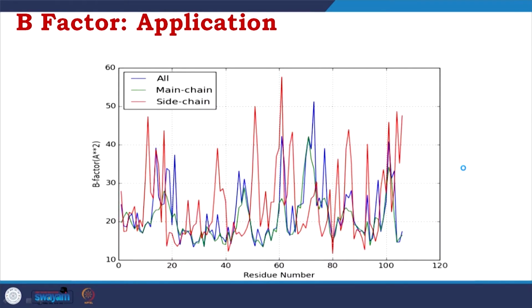Application of B factor. If you plot the whole protein main chain and side chain, you will see for sure more movement on the side chain. That is why you see in the B factor versus residue number plot higher B factor for the side chains, because the main chain is forming the core of the structure, so they are definitely more stable than the side chains.